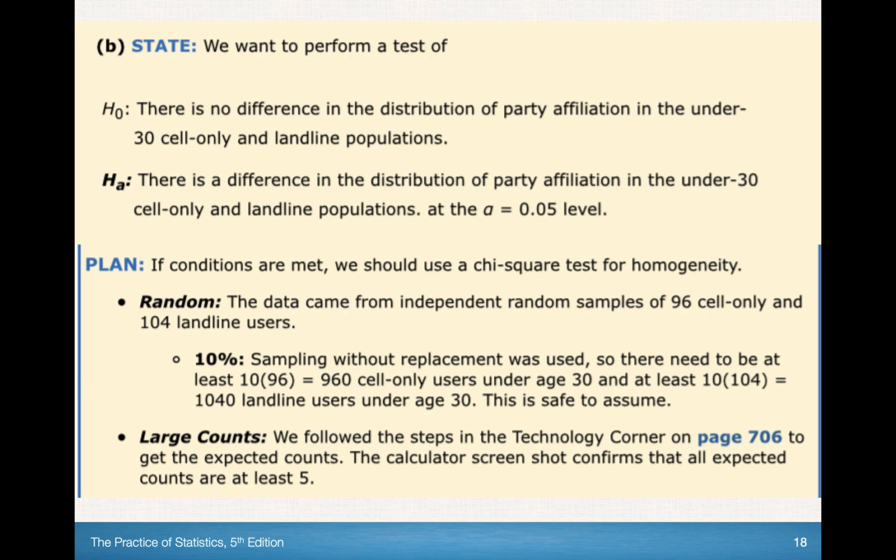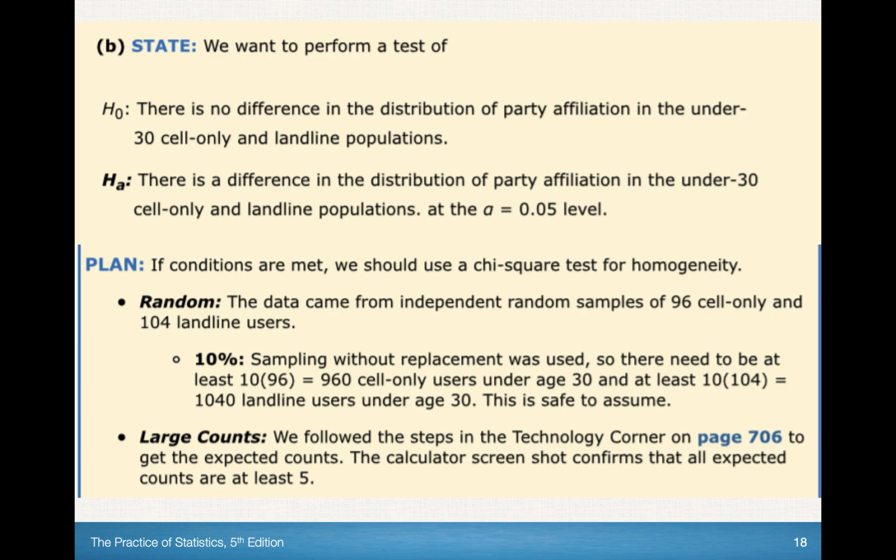If the conditions are met, we will use a chi-square test for homogeneity. Homogeneity, again, is two or more populations. It is random because it comes from two independent random samples. Since we are sampling without replacement, we have to check our 10% rule. We are assuming that there are more than 960 cell-only users under the age of 30, and we are assuming that there are more than 1,040 landline users under the age of 30.